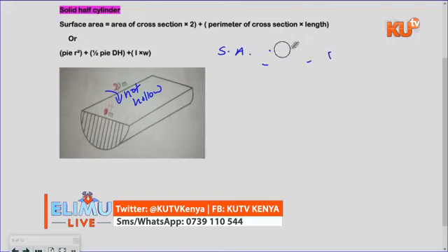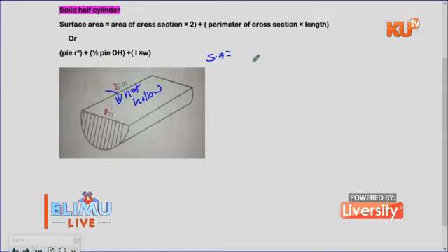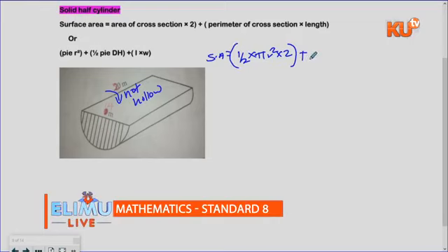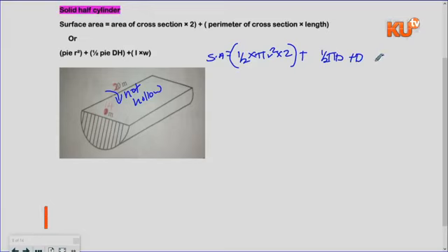Let me not use this part because I've already written it there. Let's just come and work it out. So surface area is equal to area of the cross section. So the cross section is a half circle. So how do you find the area of half a circle? Half pi r squared times 2. Then plus perimeter of the cross section. So how do you find the perimeter of the cross section? Remember, the cross section is a semicircle. So I have pi d plus d, then times length.